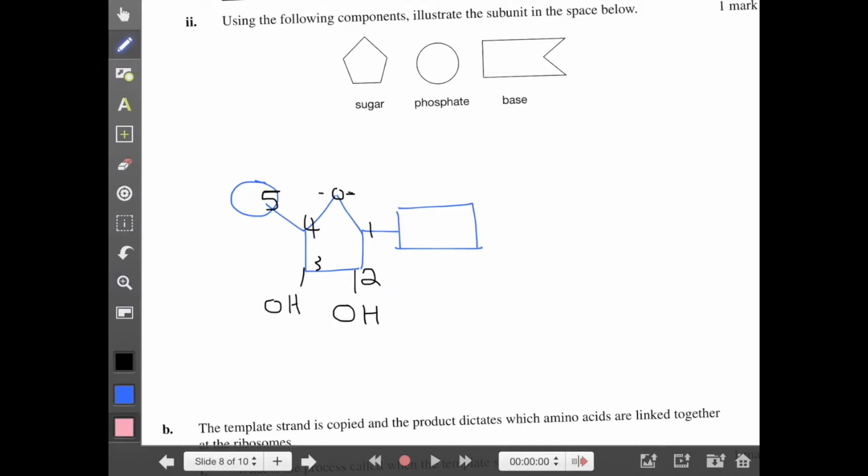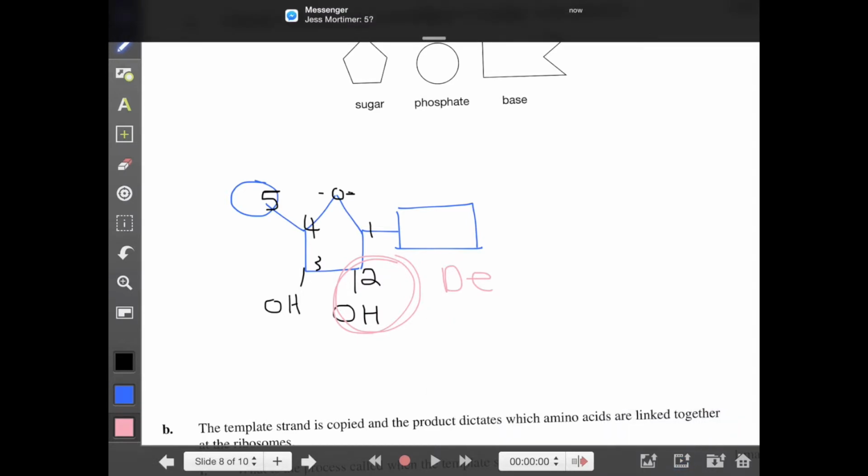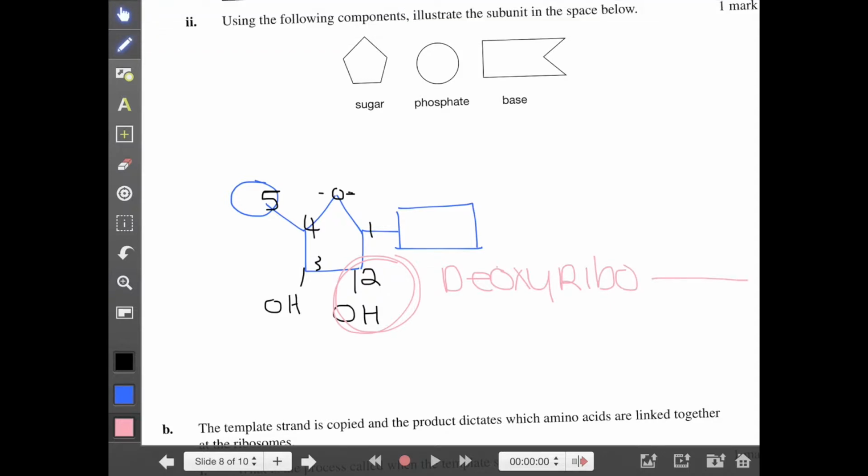Now I want you to pay close attention to this one here. So your second carbon with your OH group. The only difference between a nucleotide from a DNA and a nucleotide from an RNA is to do with this OH group. So if you have a look at DNA, it's called deoxyribonucleic acid. Oxy is referring to this oxygen group here that's in your ribose sugar.